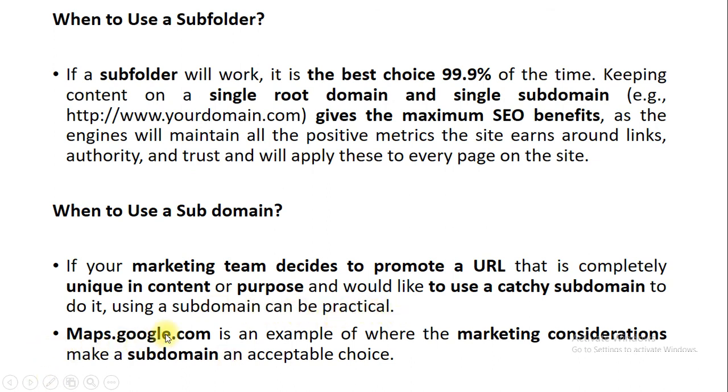So maps.google.com is the example where marketing considerations make a subdomain an acceptable choice. In this particular example we have taken maps.google.com, and the marketing team of Google is sure that when we promote such a URL which represents unique content and a new idea, when you apply a new idea which other domains do not provide, at that time you can use the concept of subdomain.